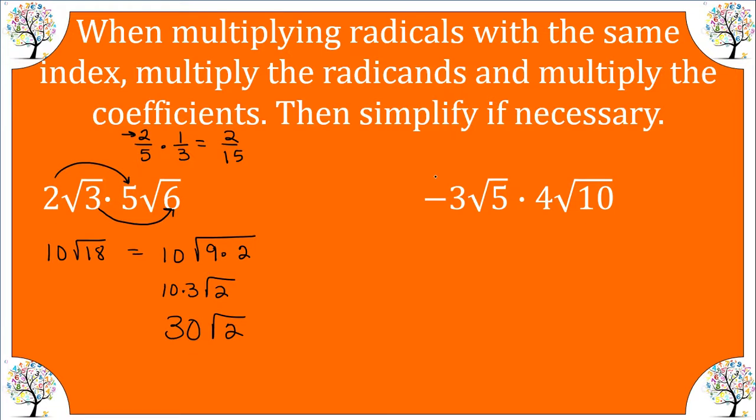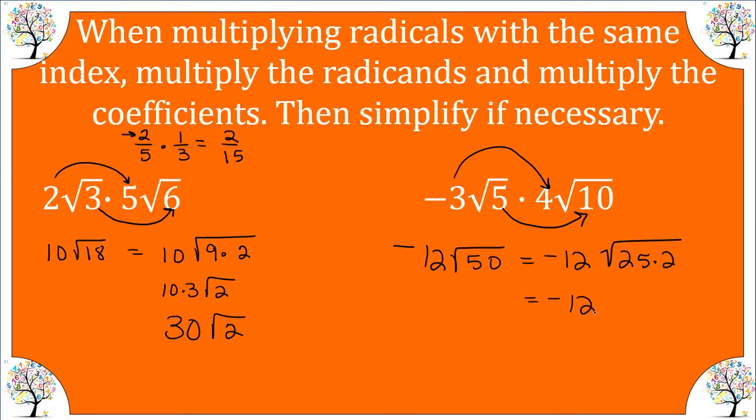In our next example, we have a -3 times a 4 for our coefficients. We get -12. We're going to multiply the radicands together and get 50. We're going to rewrite 50 into a perfect square, and that's going to be 25 times 2, are the two factors. We're going to take the square root of 25, which is 5, and multiply it by -12. And we end up with -60 times the square root of 2.